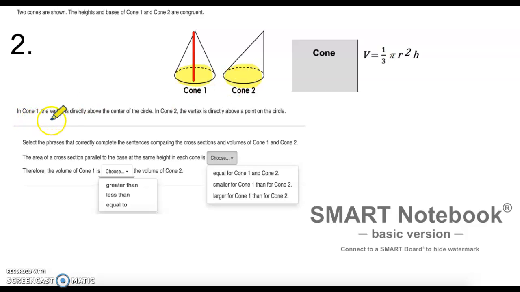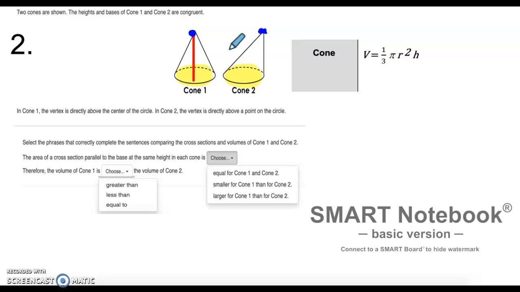In cone 1, the vertex. There's a lot of vocabulary in this question. The vertex is here, directly above the center of the circle. In cone 2, the vertex is directly above a point on the circle. Select the phrases that correctly complete the sentences, comparing the cross sections and volumes of cone 1 and cone 2.